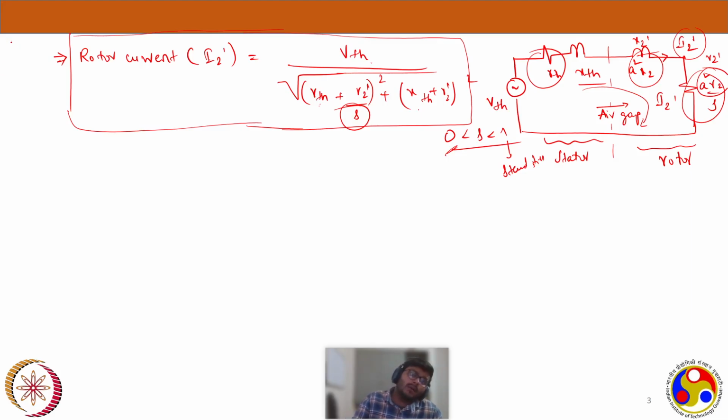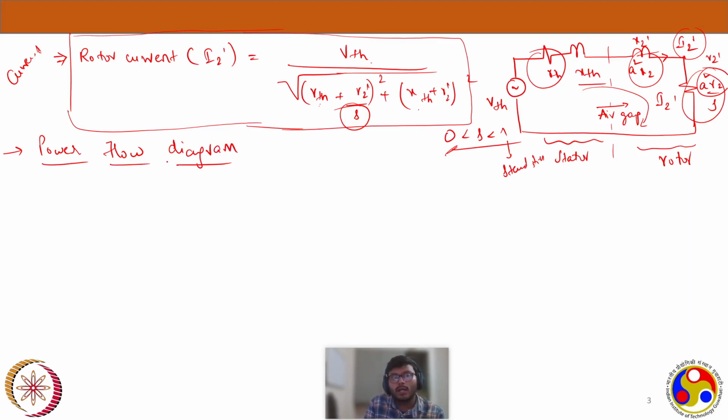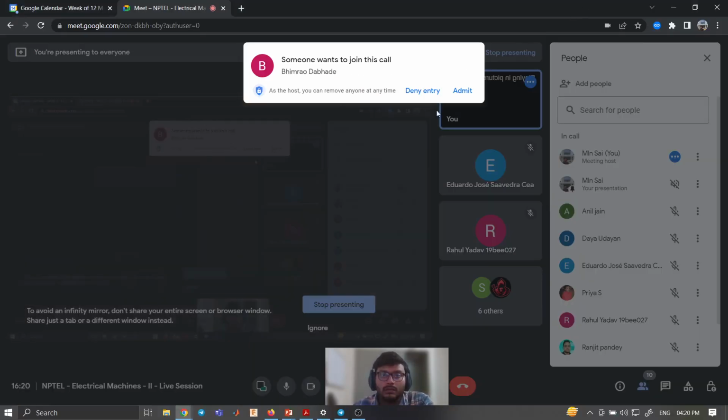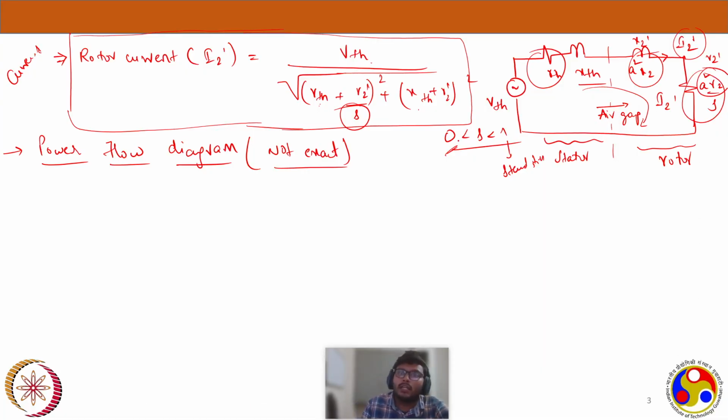Now, we have calculated the current in the circuit. Let's say I want to calculate the power. For power, let's first look at the power flow diagram in a machine. Let's look at what the basic losses are just by looking at the circuit. It's not an exact power flow diagram, because we are making some assumptions.